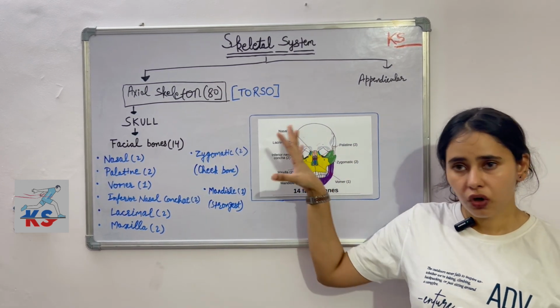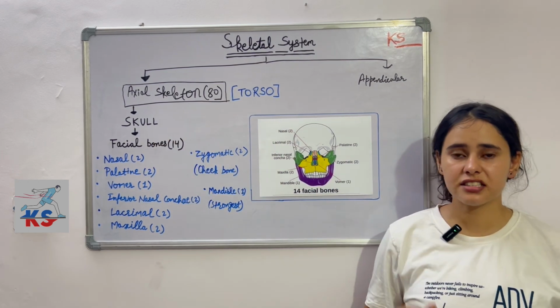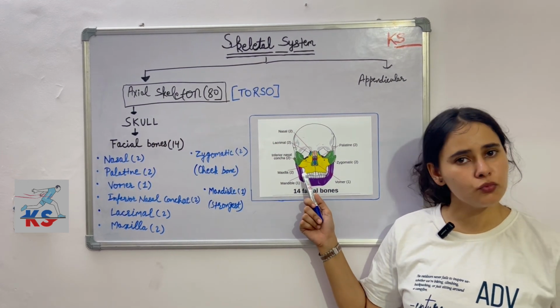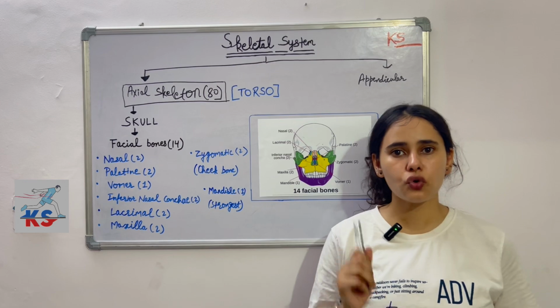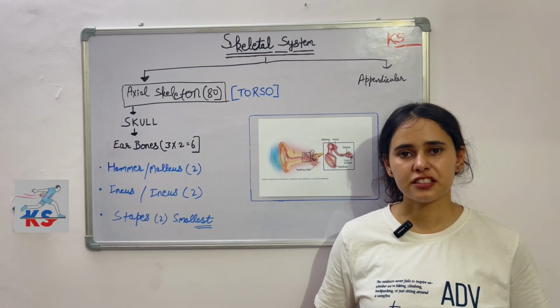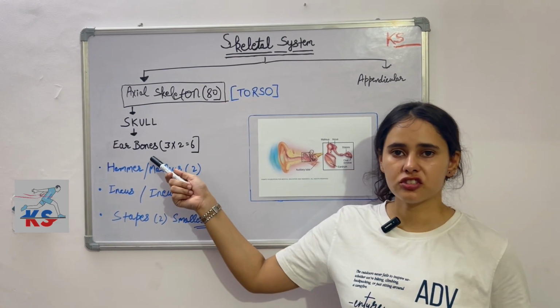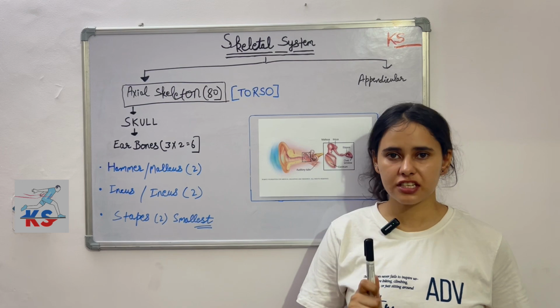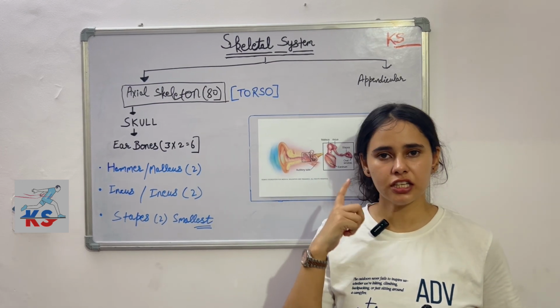Okay, so in all, we have 29 skull bones. Mandible is the only movable bone and it is the strongest bone of the body. Next part is the ear bones, also called auditory bones. So we have 6 bones, 3 bones in each ear.